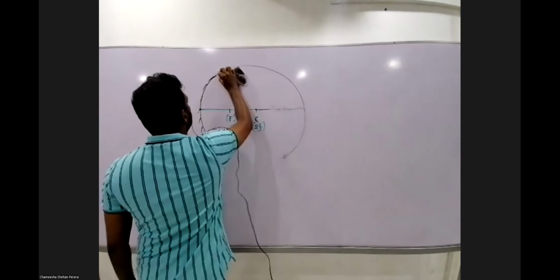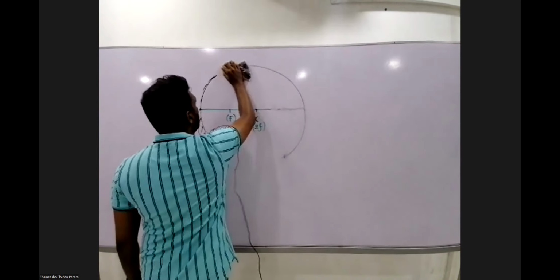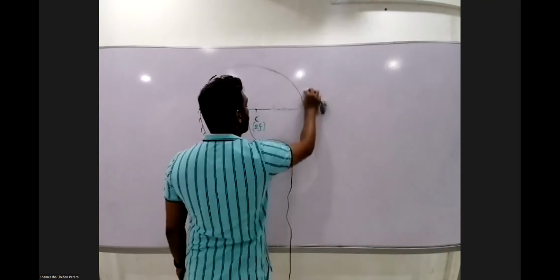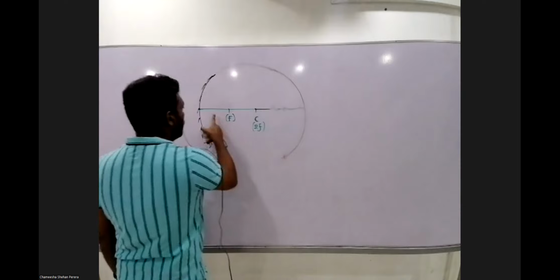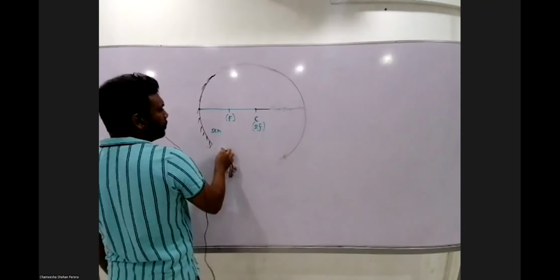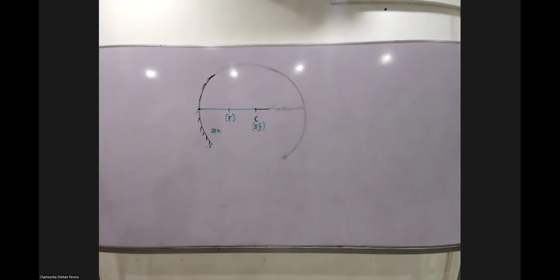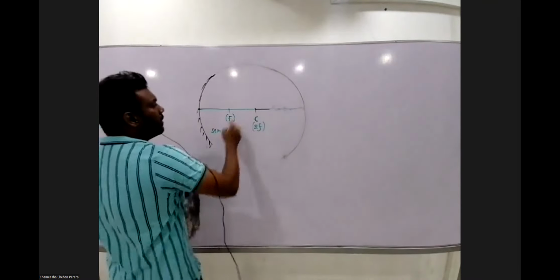Right, the distance from the pole, the distance from the surface of the concave mirror to the focus point, if you consider it to be 2 centimeters, I'm asking you to consider it to be 2 centimeters. That's better, so you can easily draw the ray diagram. The center of curvature will be 4 centimeters.